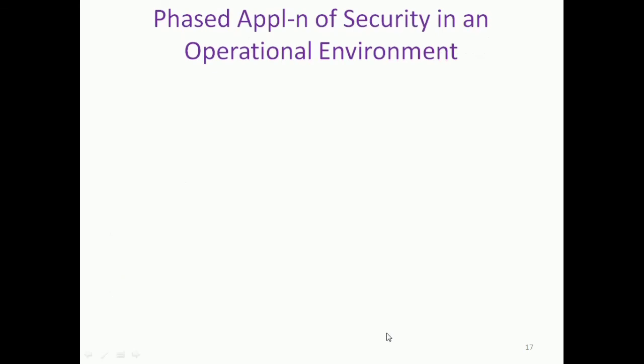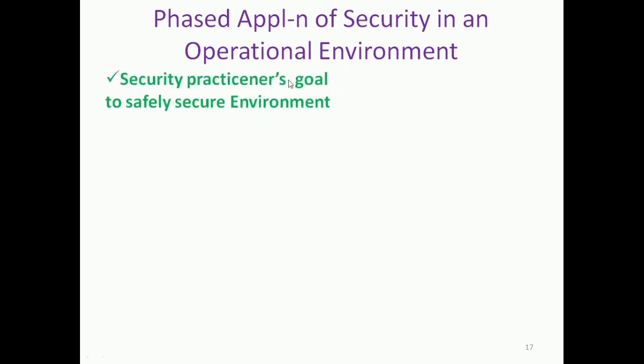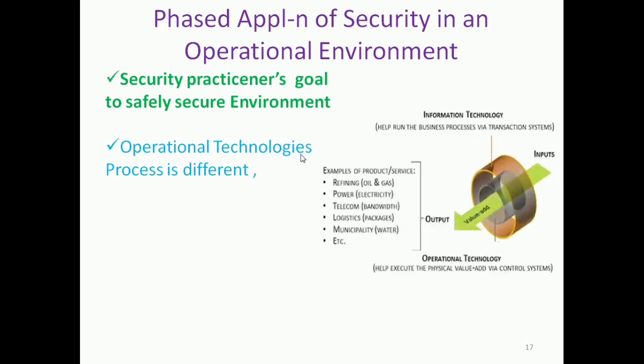So after observing all this, there is a phased application of security in an operational environment. We can see that security practices aim to give a safe and secure environment. The operational technology process is different compared to IT, which is receiving inputs, right? And operation technology will be producing an output, which may be oil, gas, electricity, bandwidth, packages, water, transportation, and all those are suitable applications for operation technology, right?